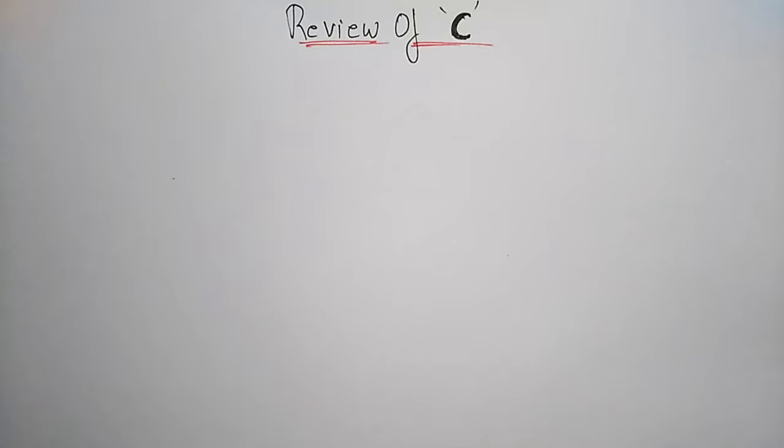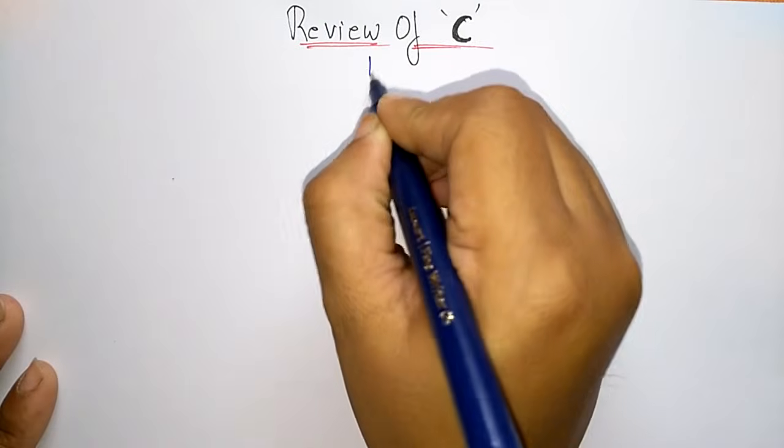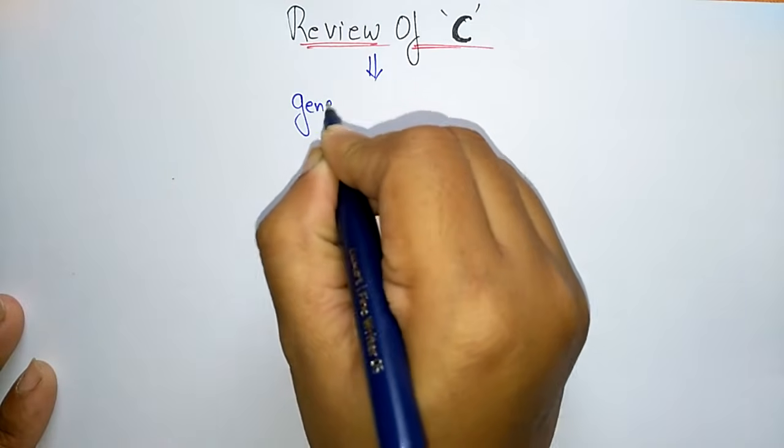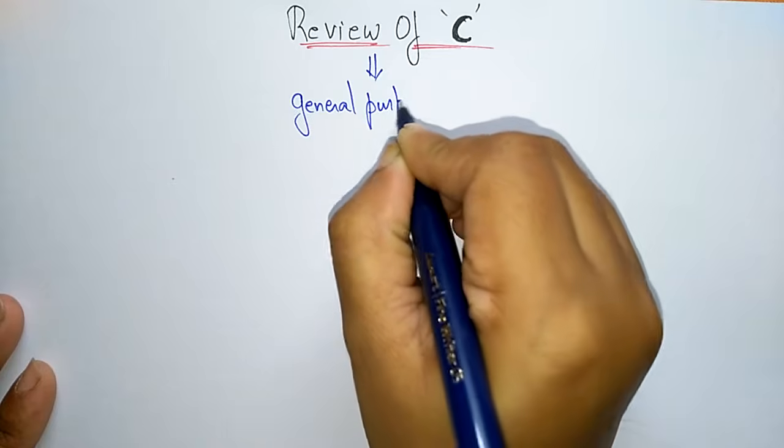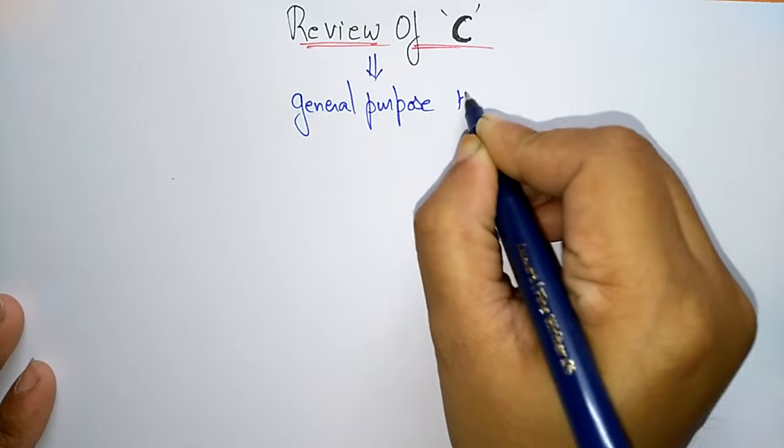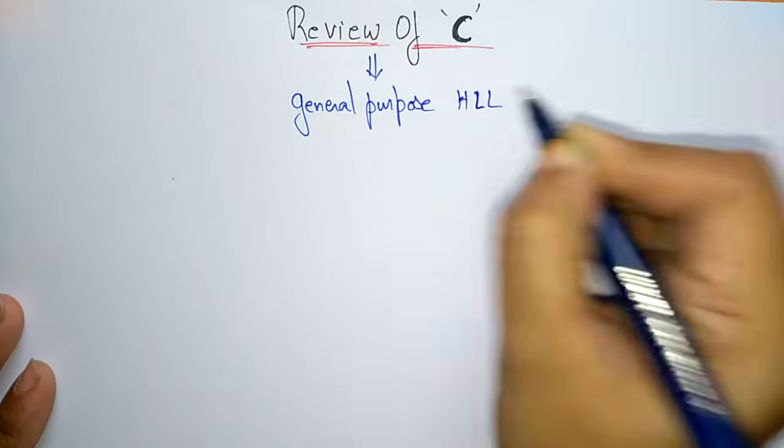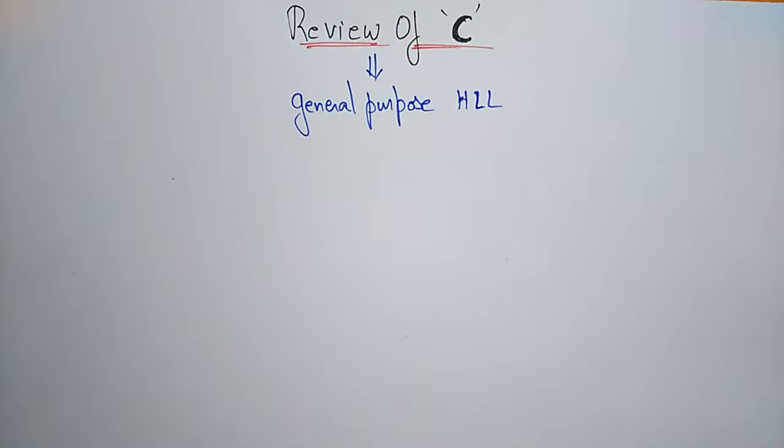Before entering into the object-oriented programming language, you need to know what C is and how we extend the C features and make it an object-oriented programming language. So that is C++. Here, C is a general purpose high level language. It is a structured language and a procedural language.